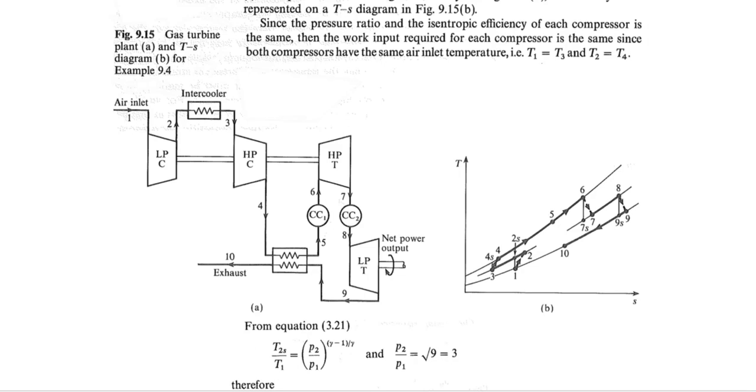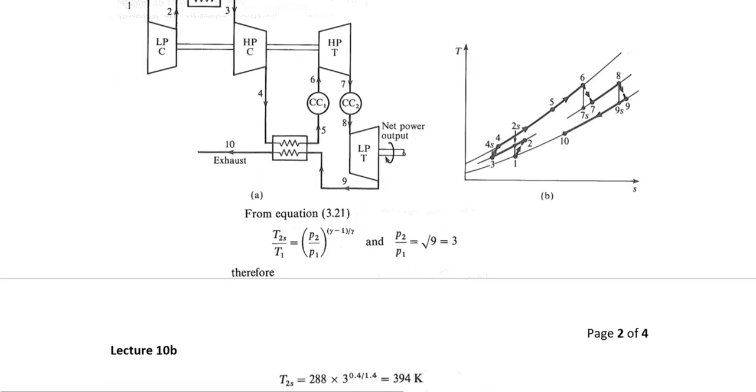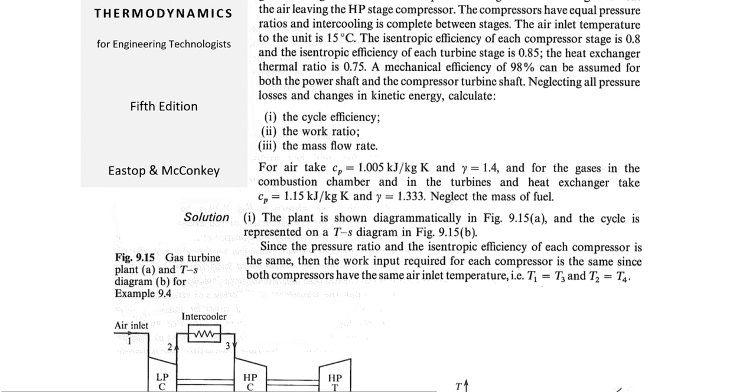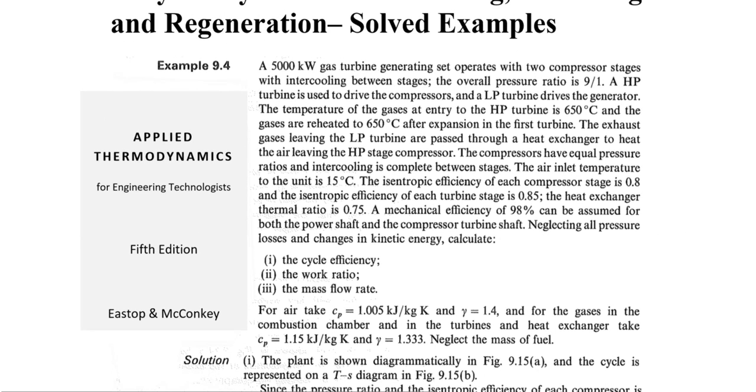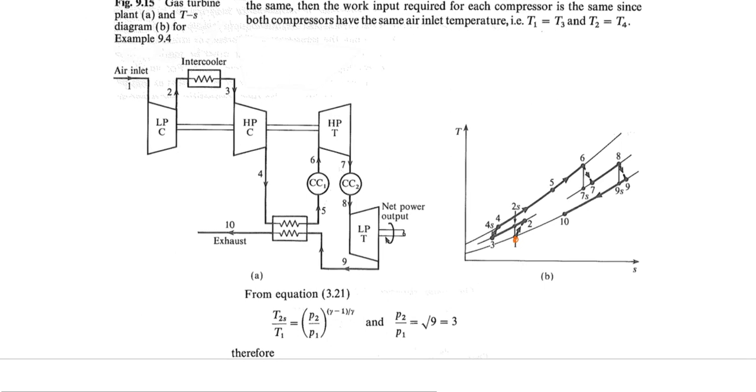Anyhow, let's start with the initial condition, which is at temperature T1. Temperature T1 is 15 degrees centigrade, so 288 Kelvin. So temperature T1 is given. If it is perfect intercooling, temperature T1 will also be equal to temperature T3, so the enthalpy at T1 would also be equal to the enthalpy at T3 as well.